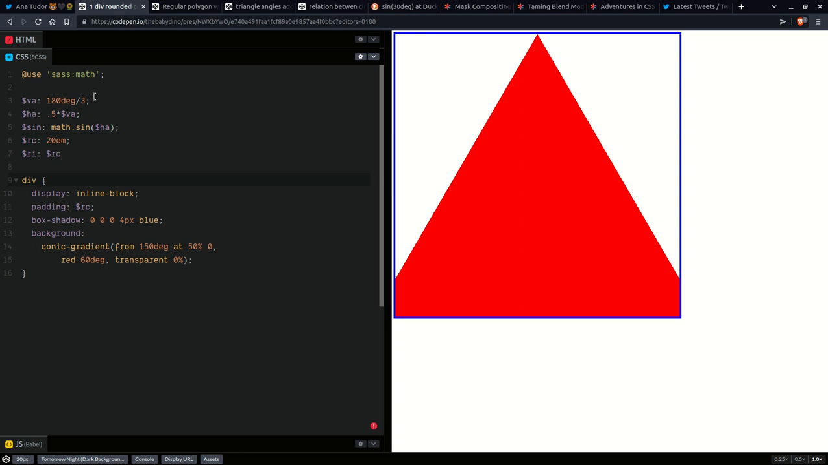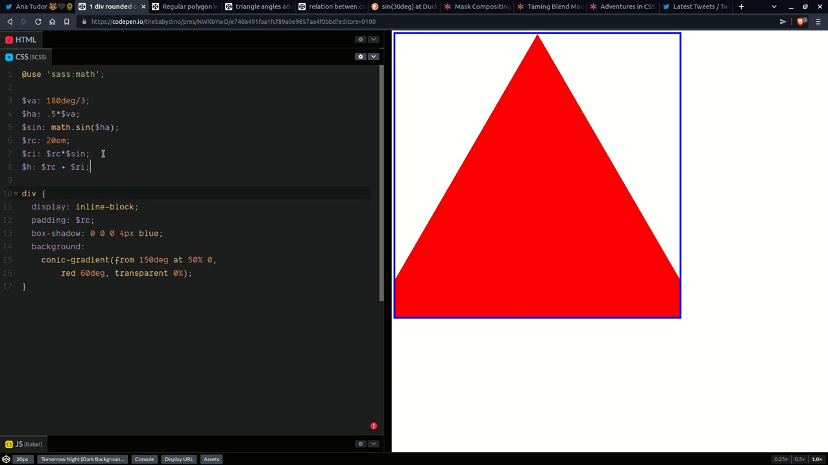And here we're going to have basically the circle. So the inradius is going to be the circumradius times the sine of the half angle. Okay, and then the height is going to be the circumradius plus the inradius.